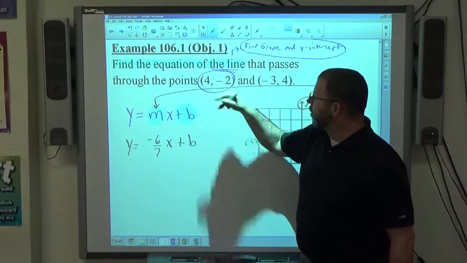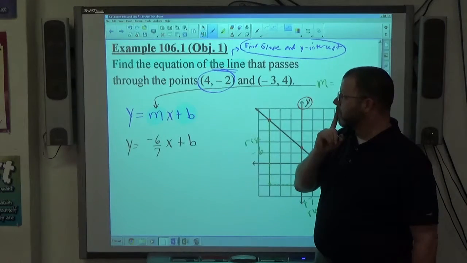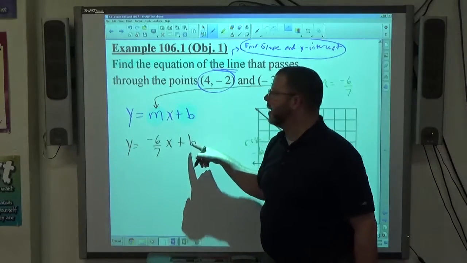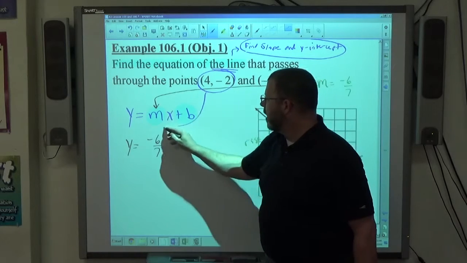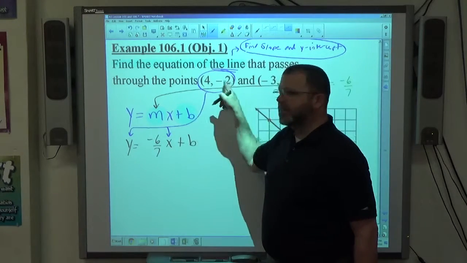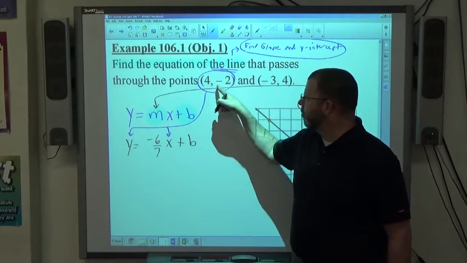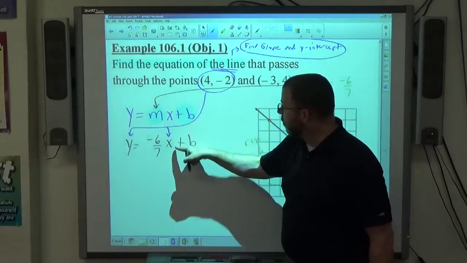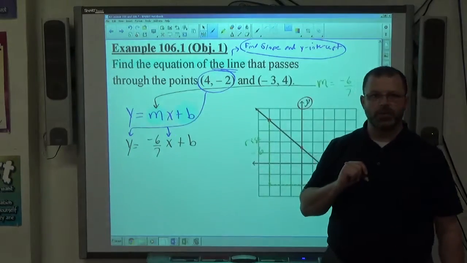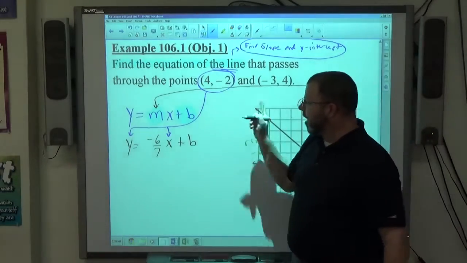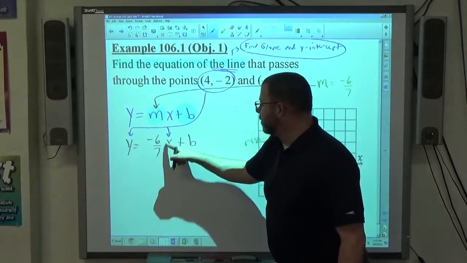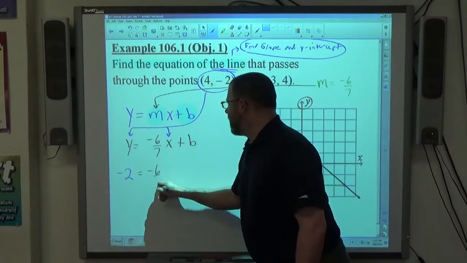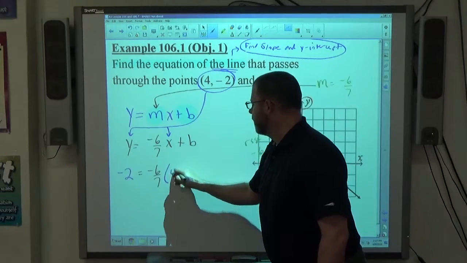(4, -2). Which one's x? Which one's y? 4 is x, negative 2 is y. So this structure here has three variables, x, y, and b. I take my point that I know, and I change y and x into the x and y values from that point. If I put x equals 4 and y equals negative 2 in, how many variables are left in the equation? One, just b, right? So that's what's going to happen here. This says y equals negative 6/7 x plus b. Now it says negative 2 equals negative 6/7 times 4 plus b.